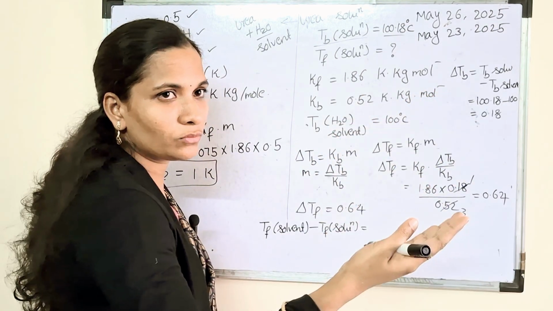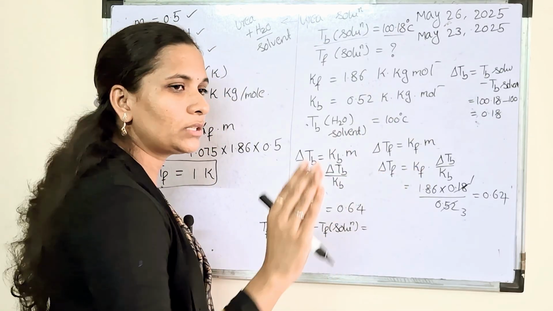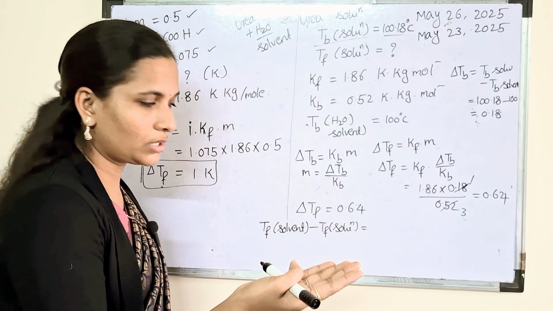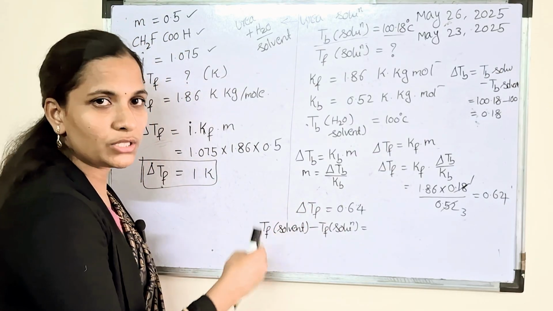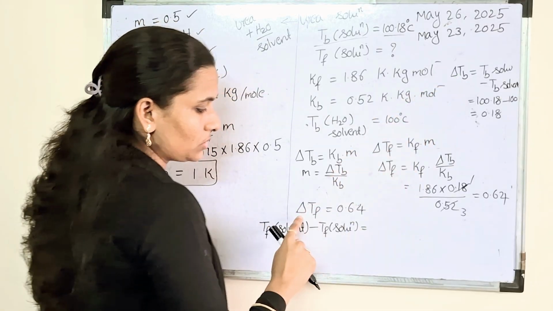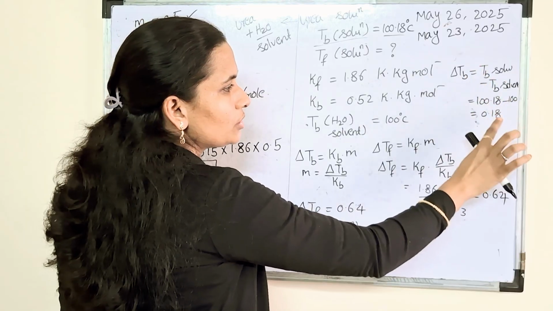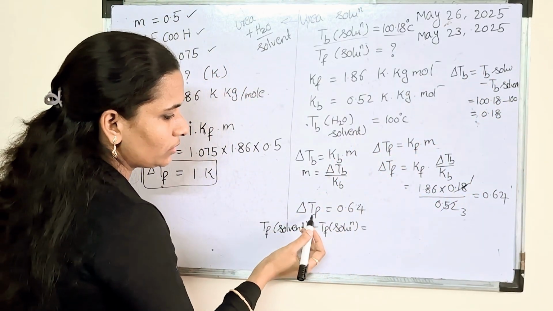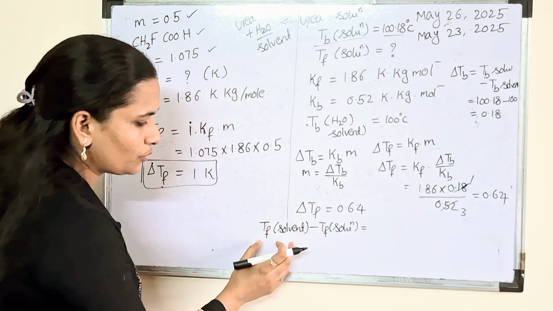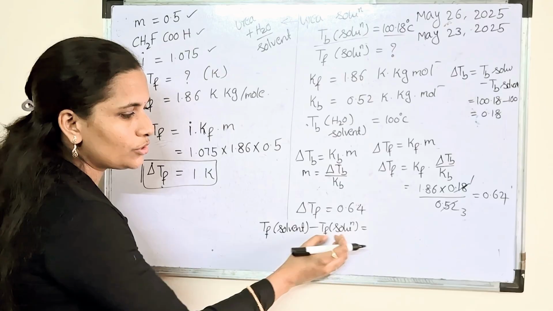Boiling point is elevated. Why? Because initially 100 degrees is there, and finally after adding the urea it becomes 100.18, which means the boiling point is increased. Here the freezing point is decreased. So this is called depression in freezing point, and this is called elevation in boiling point. So elevation in boiling point is 0.18, and we are getting the depression in freezing point, 0.64. So depression in freezing point is calculated as pure solvent freezing point minus solution freezing point.